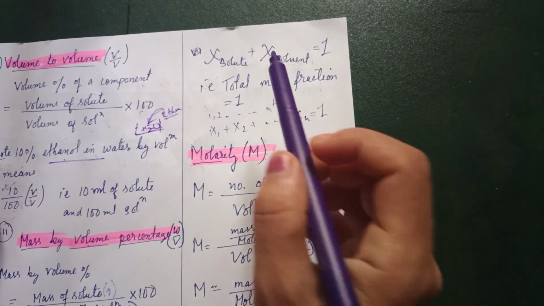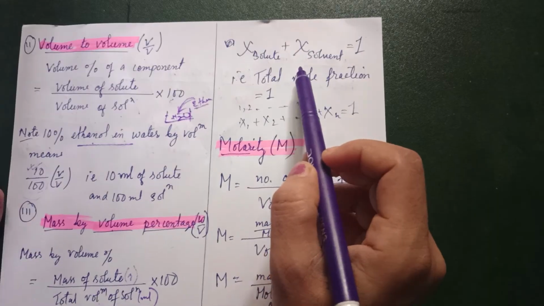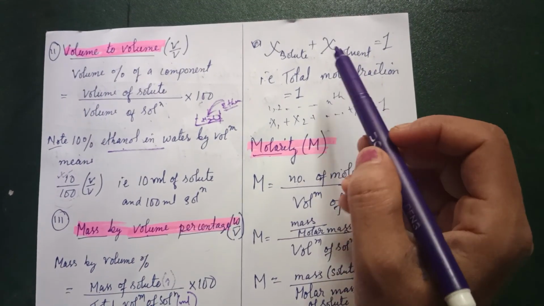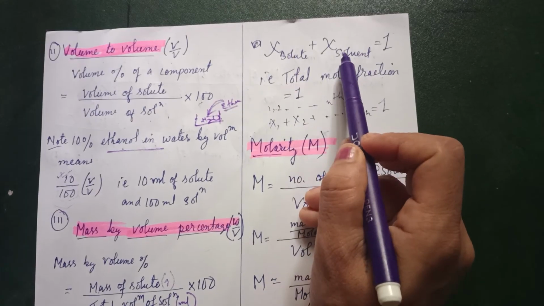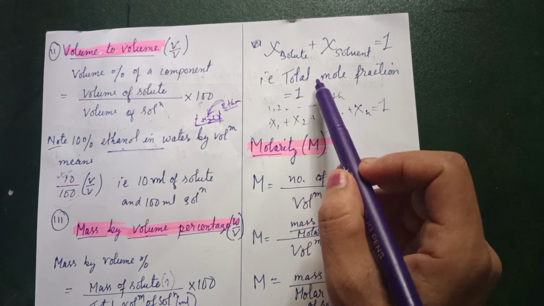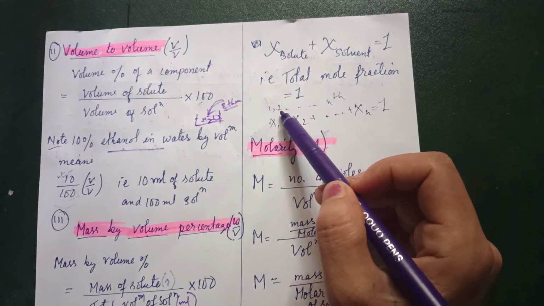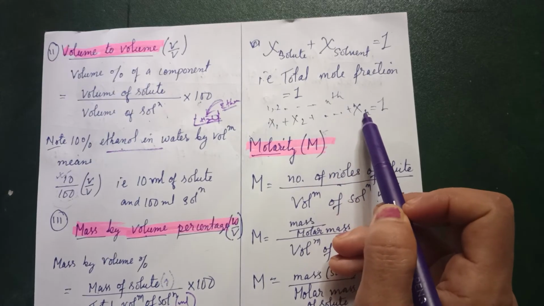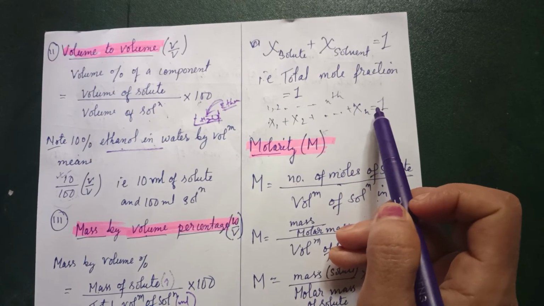Again, the total mole fraction is always equal to 1. We have two components, solute plus solvent, so the mole fraction of the solute plus the mole fraction of the solvent is equal to 1. Suppose we have n components, then x1 plus x2 plus up to xn is also equal to 1.